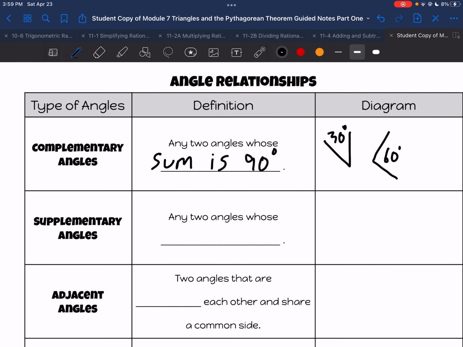They're complementary. Now, supplementary angles, these are any two angles whose sum is 180 degrees. So again, we've got our lines, and let's say this one is 30, and now we have one that's much bigger, and this is 150. Those two are supplementary angles. They add up to 180 degrees.